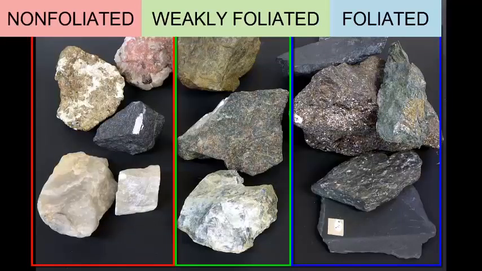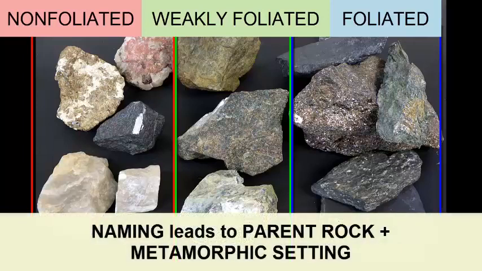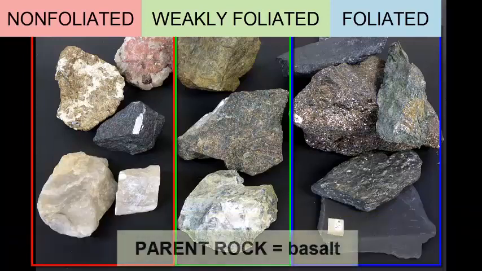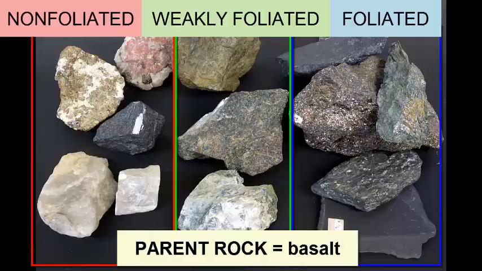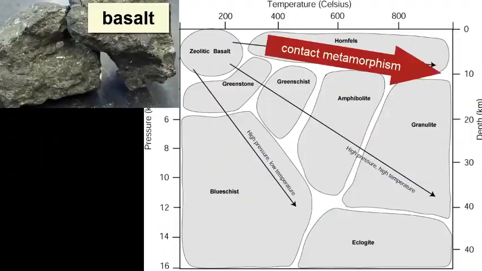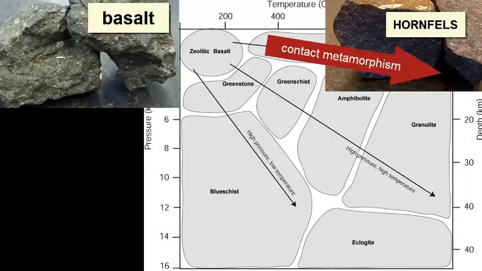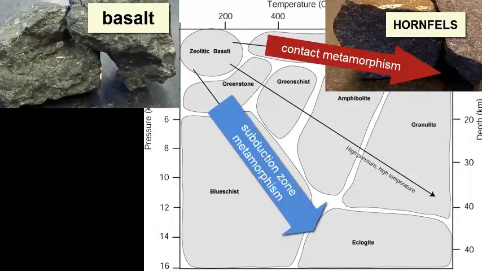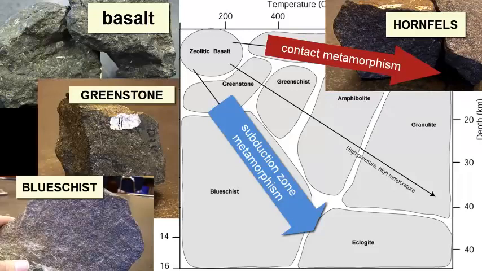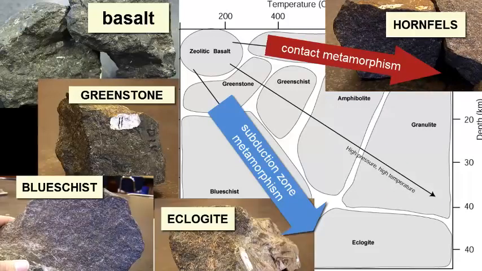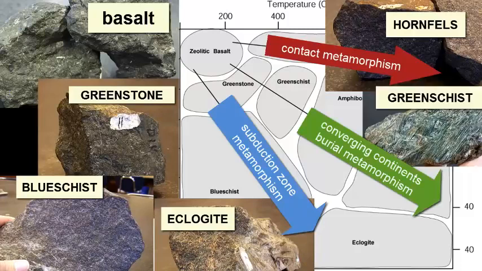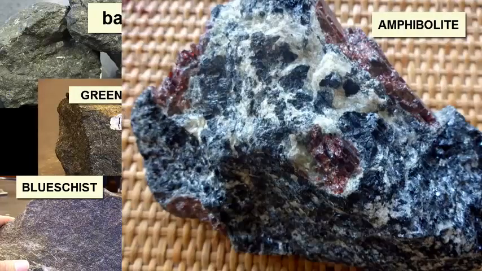So looking at these rocks again, all together, we see that with metamorphic rocks in particular, the identification and naming process leads directly to the parent rock and metamorphic formation setting. Once you name a metamorphic rock, you can learn quite a lot about its formation history. For example, which of these rocks has basalt as a parent rock? If basalt is placed in a contact metamorphic setting, it turns to hornfels. If it's placed in a subduction zone, it turns to greenstone, then blue schist, then eclogite. If it's buried deeply, it becomes greenstone, then green schist, then a rock we didn't include here called amphibolite.